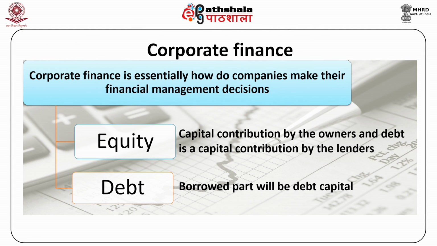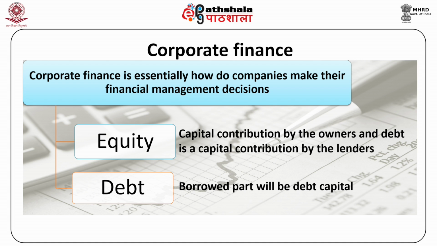We can look at financing in two categories. 1. Corporate finance. 2. Project finance. Corporate finance is essentially how companies make their financial management decisions. There are broadly two sources of funds, namely equity and debt. Equity is capital contribution by the owner and debt is capital contribution by the lenders.